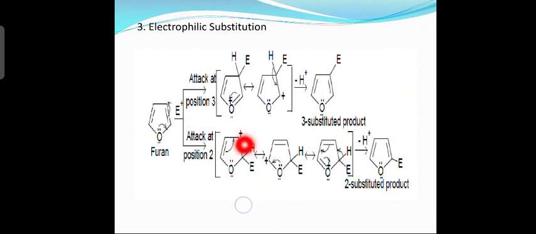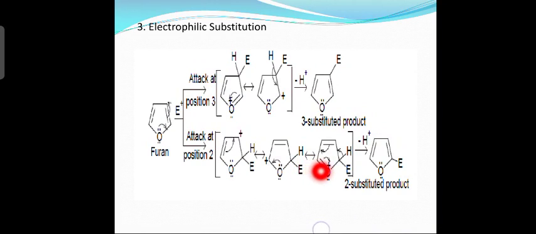Since this is positive, this will pull the electrons of the neighboring pi electrons, or this bond will break. So a new double bond will be formed here. This center becomes positively charged. Can you see here? Now once this becomes positively charged, it will pull the lone pair of electrons here, which are in the close neighborhood. So the lone pair of electrons are pulled here, therefore a new double bond has been created, and this oxygen becomes positively charged.